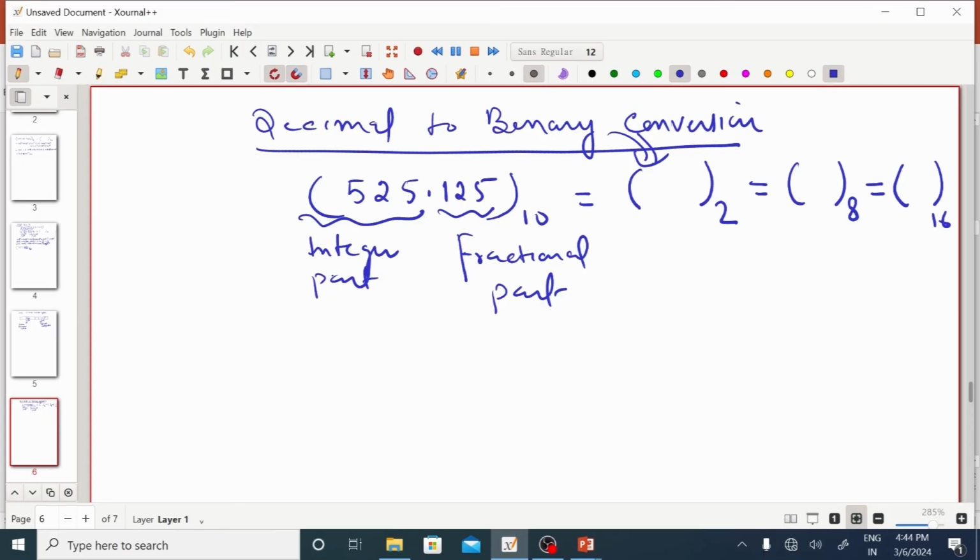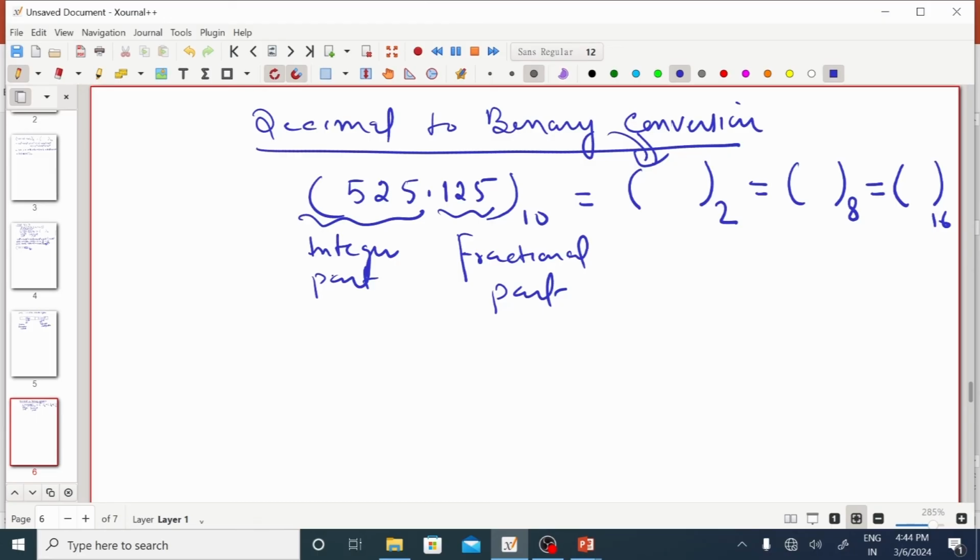So suppose in the integer part, for converting an integer portion, we simply use the division remainder method: divide the number by 2 and take the successive quotient, and again the successive quotient is divided by 2 until the quotient becomes 0, and then write down the remainder in each step and take the remainders in reverse order. This represents the binary equivalent of the integer portion of a given decimal number.